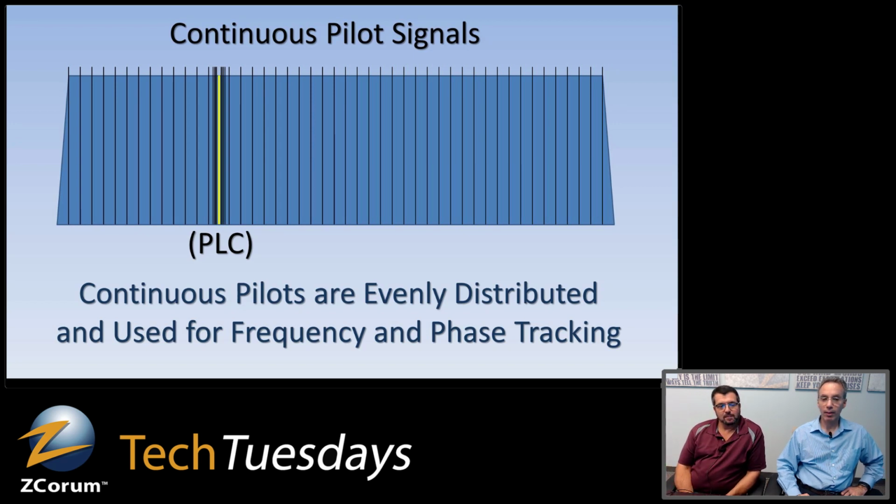So you've got these pilots, and these pilots are 6 dB bumped up from the signal. If you were looking at your OFDM signal on a spectrum analyzer, you would actually see these little 6 decibel spikes kind of evenly spaced throughout.